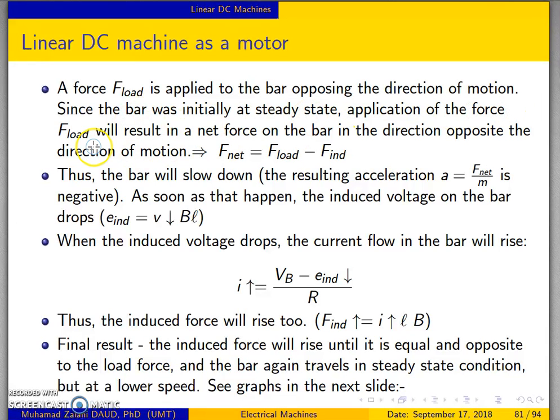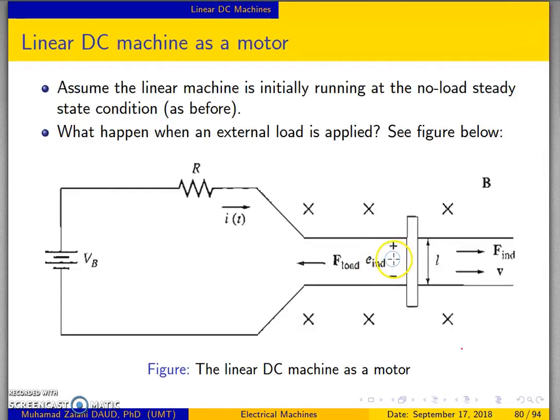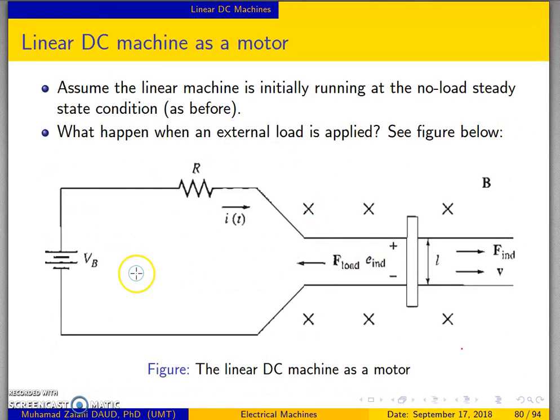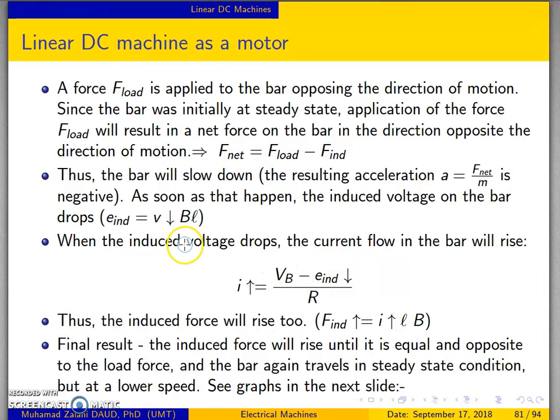When we apply the load force, there is a net force acting on that bar. The net force is the load force minus the induced force. So we can say that the net force is to the left direction, similar to the direction of F load. In that case, when we put the F load, the acceleration will be reduced because the speed is reduced.